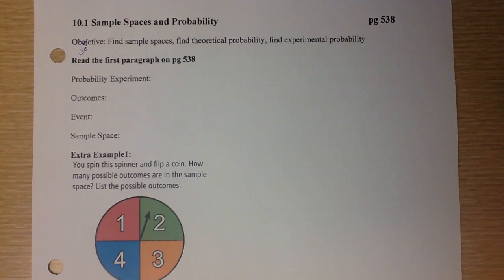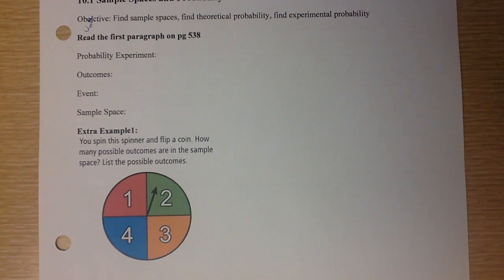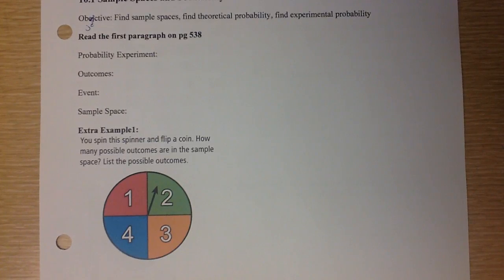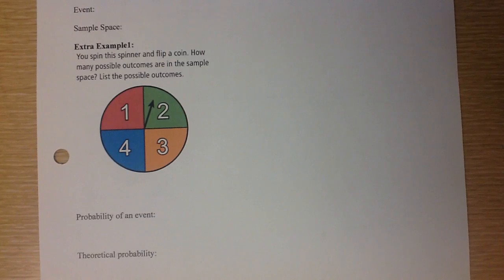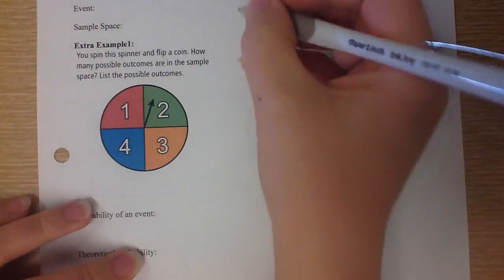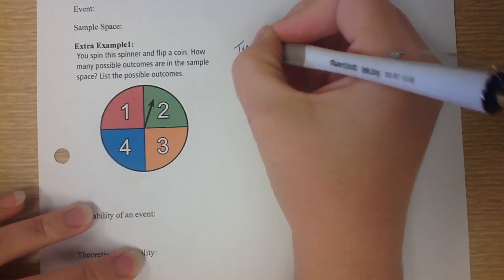Okay, welcome back. Now that you know what a sample space is, let's find the sample space and all the possible outcomes. So here you're spinning this spinner and you're flipping a coin. How many possible outcomes are in the sample space, and list the possible outcomes. There's a couple different ways of doing this. One way the book shows is by doing a tree diagram. Another way is just by listing. We're going to do a tree diagram and then we'll list them. So we're going to start with the tree diagram idea.